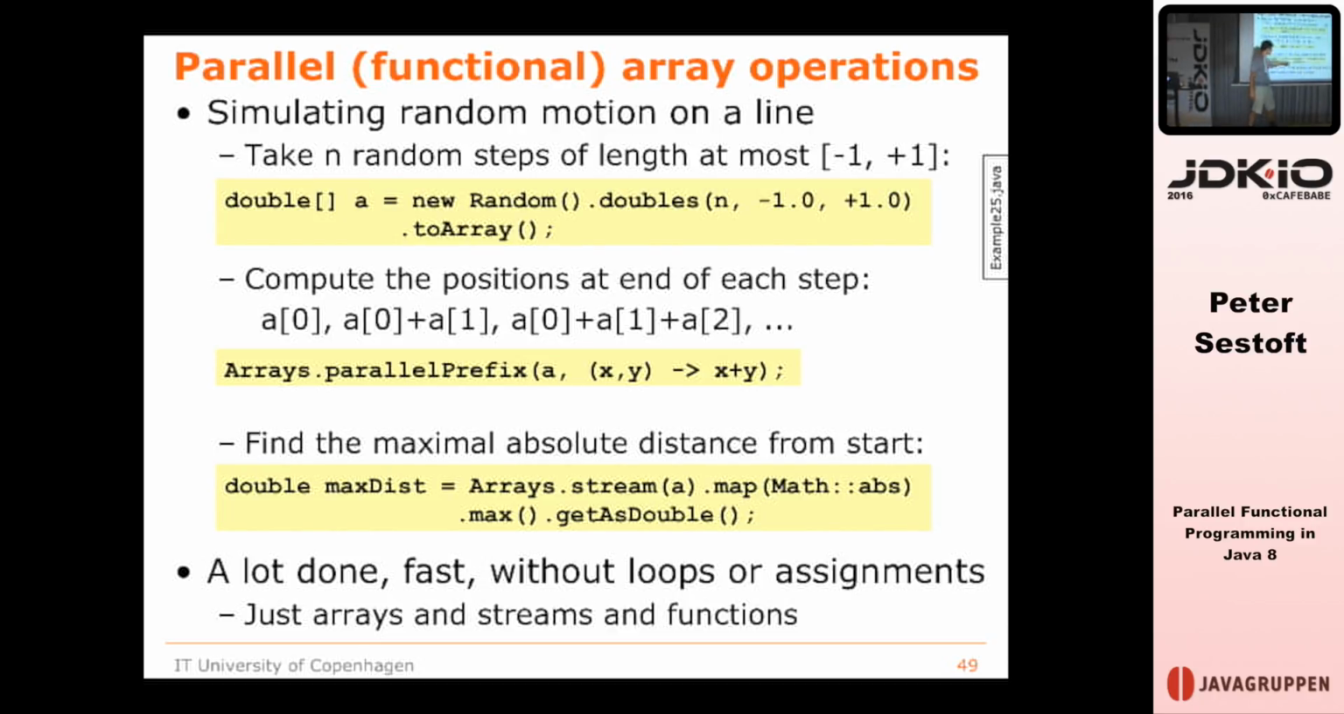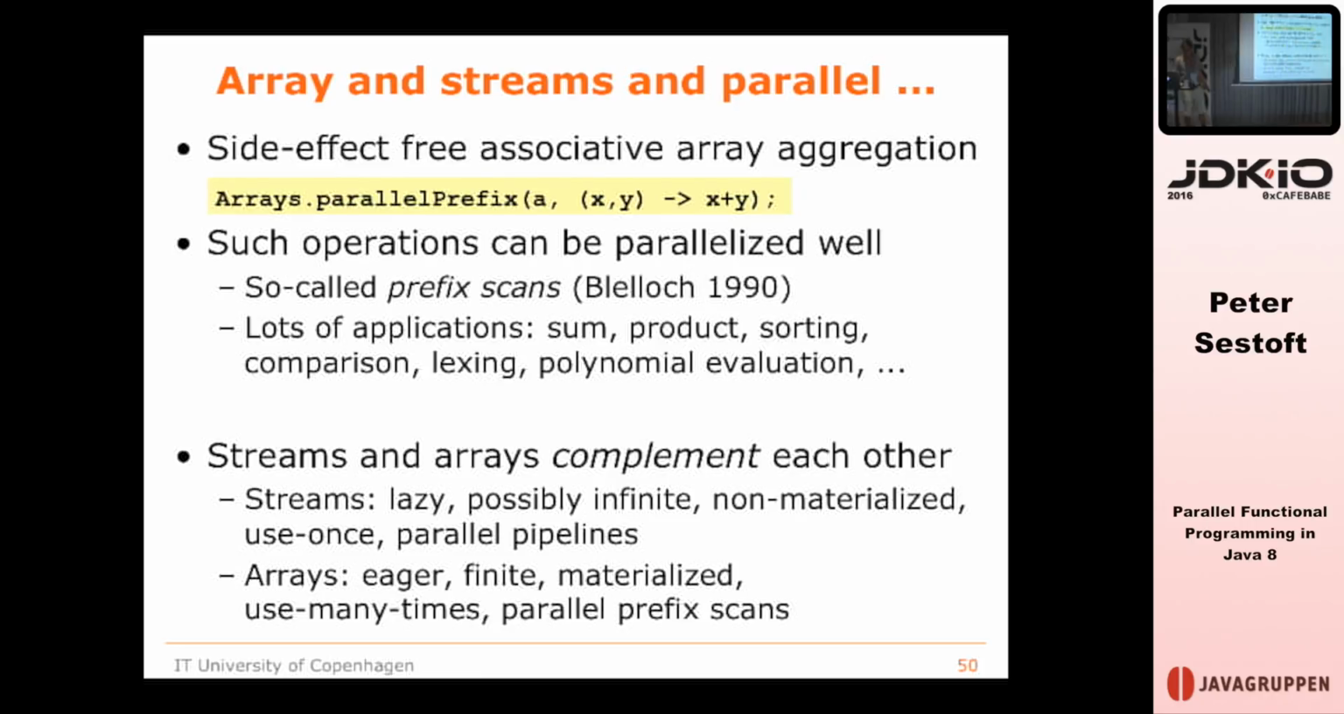And then you can turn the array into a stream and map the absolute function on that. So you get the absolute distance from 0, find the maximal one of that, max of that, and extract the number. So you simulate a particle that moves back and forth in small steps, and you get the maximal distance from the origin. You could also parallelize the last thing, you could put dot parallel there if you want to.